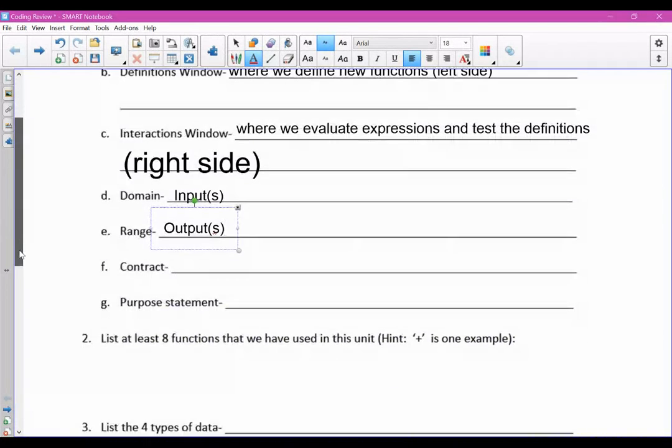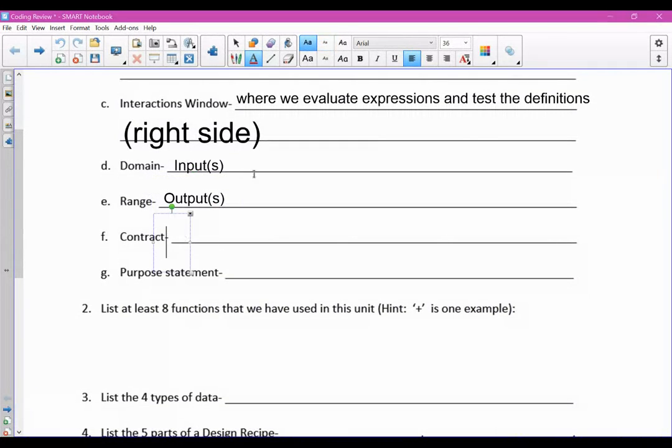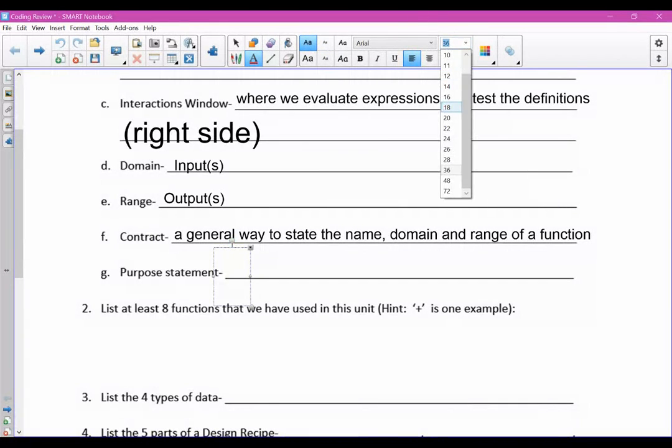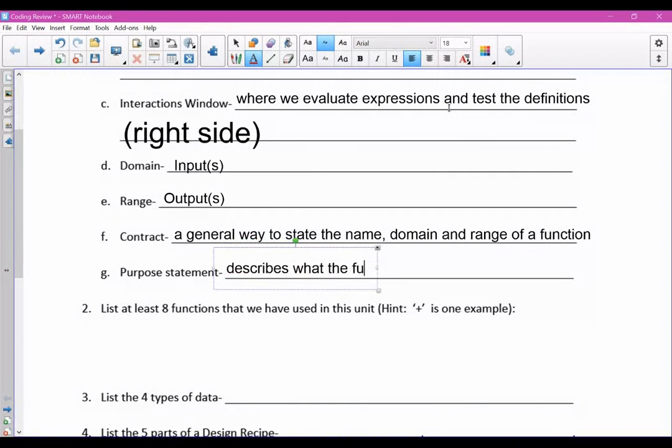All right. Our definition for a contract. Remember, contracts were those things that we wrote that told us information about our function. So it was a general way to state the name, domain, and range of a function. Right? And then our purpose statement, the point of a purpose statement, or the purpose of a purpose statement, is to describe what the function is supposed to do.